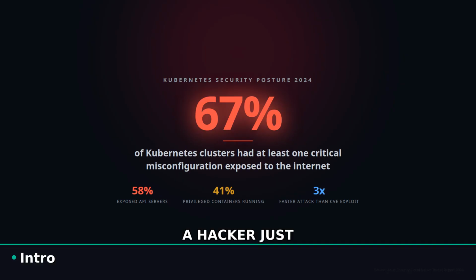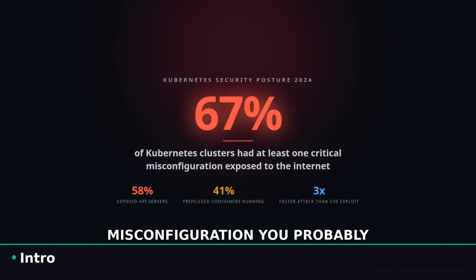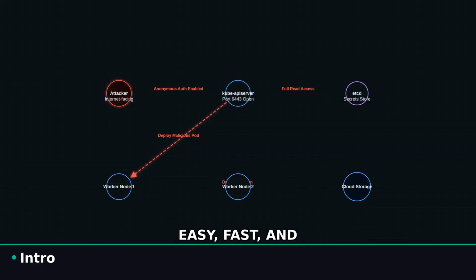A hacker just got root access to your entire Kubernetes cluster. No zero-day, no fancy exploit, just one misconfiguration you probably have right now. 67% of Kubernetes clusters had at least one critical misconfiguration exposed to the internet. Not a bug, a config error. Attackers love Kubernetes misconfigs because they're easy, fast, and most teams never notice.